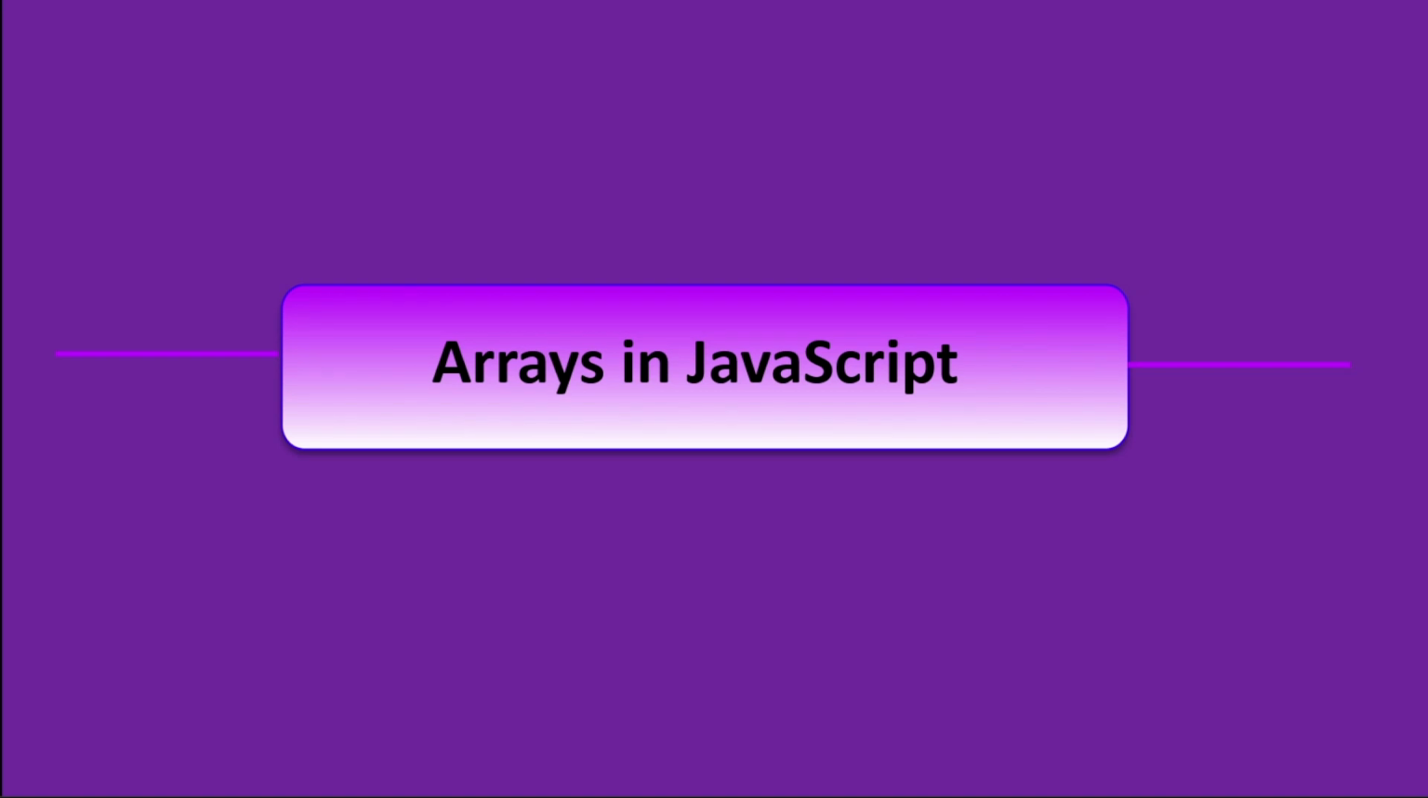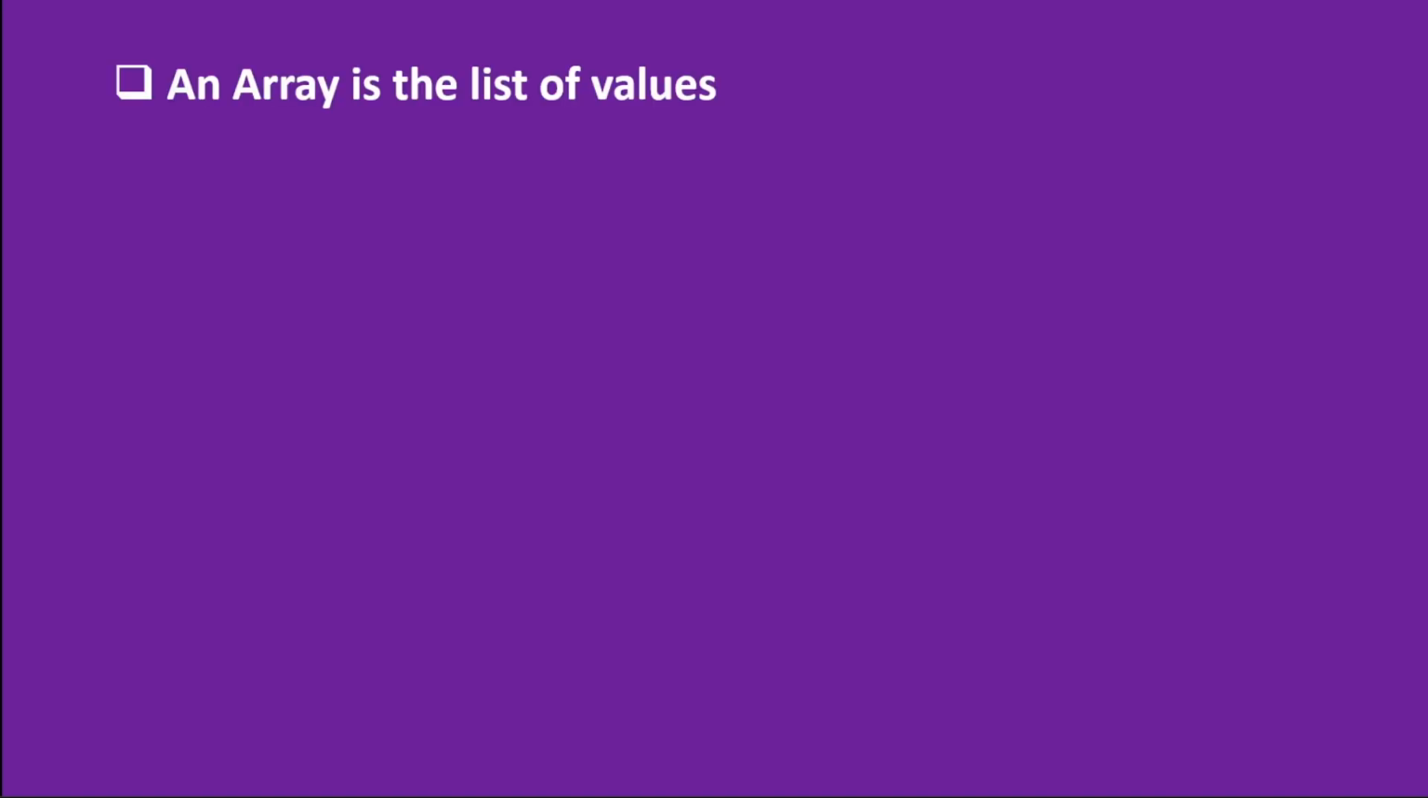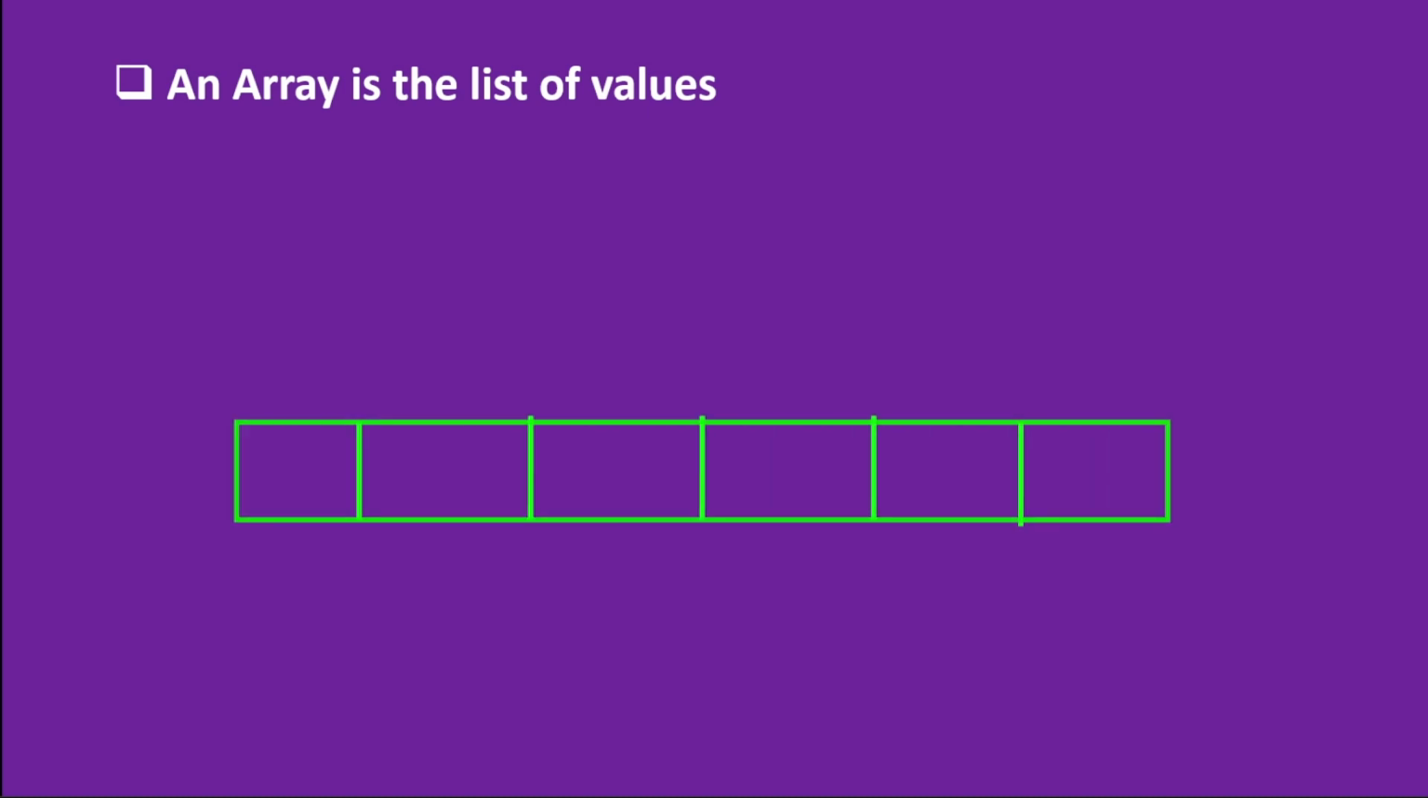Hello guys, let's discuss arrays in JavaScript. If you take the definition of an array, it is a list of values or a collection of values. This is how we generally represent an array in programming languages, including JavaScript.